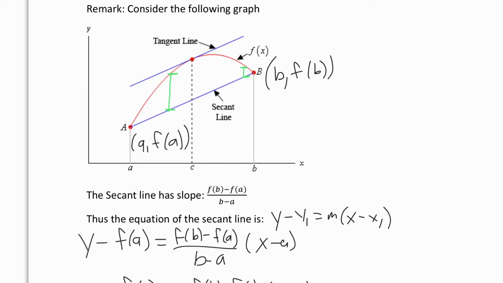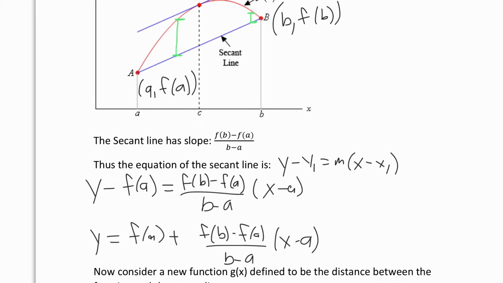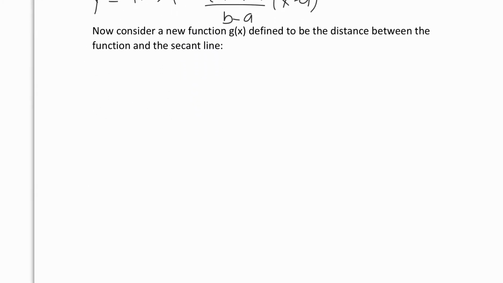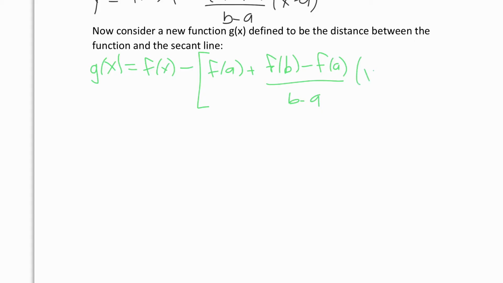So what we're going to do is take f of x, and take the secant line, and subtract the two functions. We're going to call this thing a new function. In pre-cal, you would have called this like f minus g or something. But here we're just going to call it g of x. So g of x is going to be equal to f of x minus the secant line. So f of a plus f of b minus f of a over b minus a times x minus a.